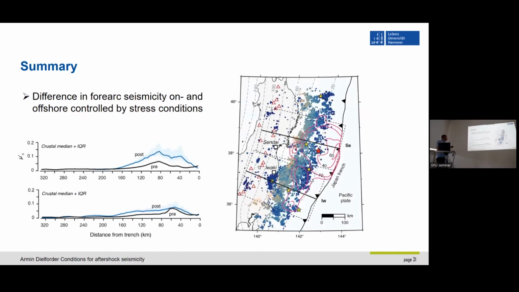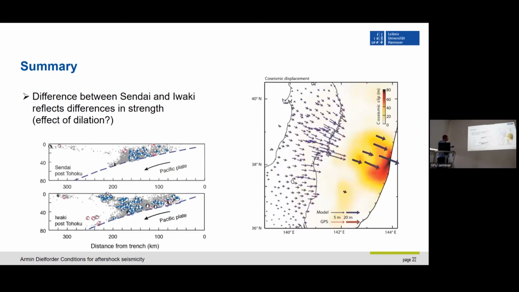The differences that we see in the onshore and offshore part, I mentioned that before, are mainly controlled by the different stress conditions here, which require that faults in the forearc have almost absolutely no strength to become active. And the difference between the north and south that we see in the intensity of the aftershock seismicity, we interpret that this is for sure reflecting a difference in rock strength. But we think this is not a permanent difference in rock strength, but a particular effect of the dilation of the forearc.